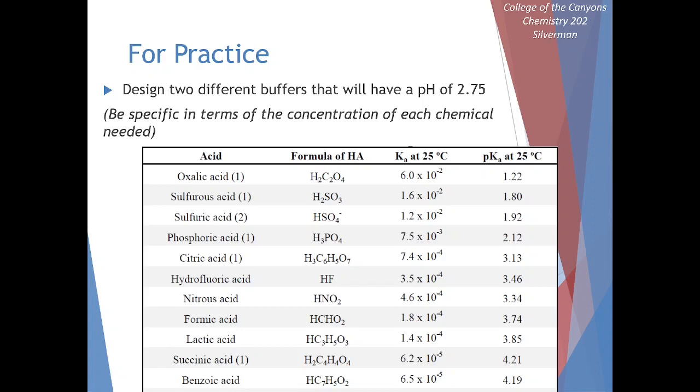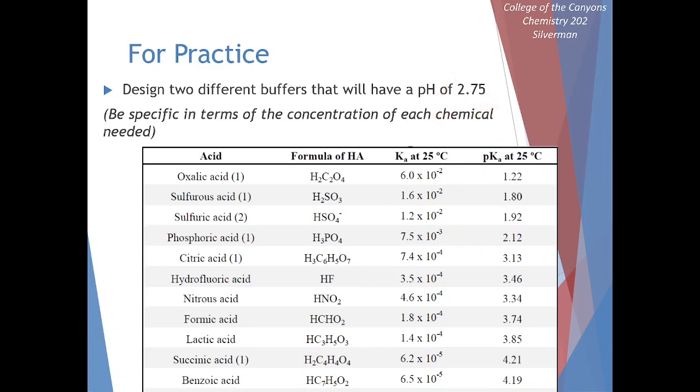One last practice question. We can try to sum together our ideas about buffers. Can we design two different buffers that have a pH of 2.75? Exactly how much of each chemical do we need? Exactly which chemicals do we need? And keep in mind, there's going to be a bunch of possible answers. Depending on which system of acid and conjugate base we choose, we might need to have different amounts of them to reach that pH of about 2.75.